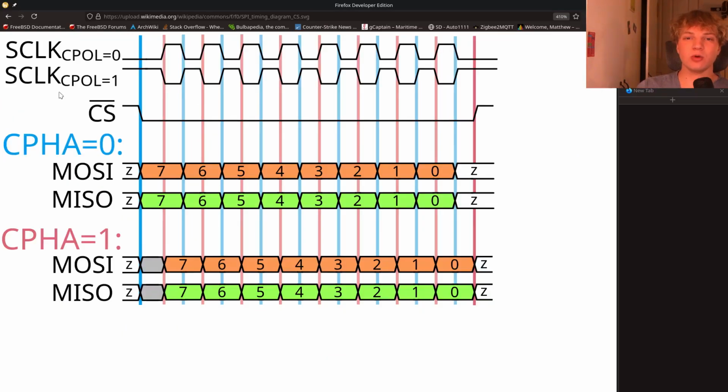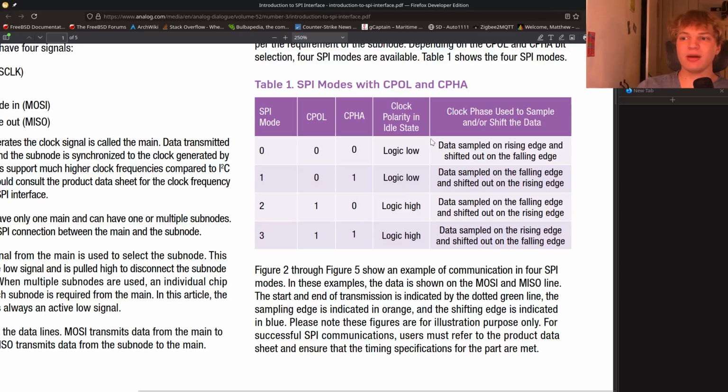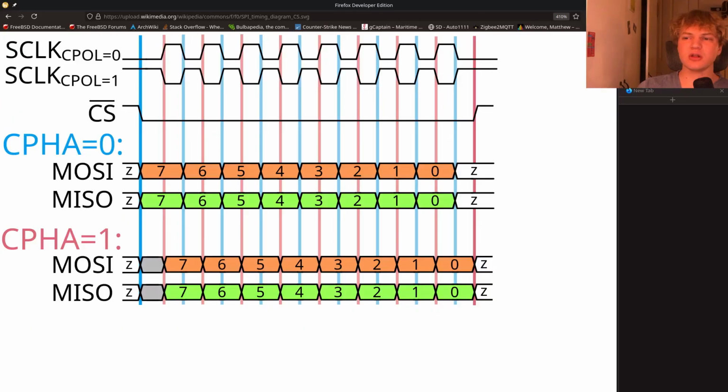So we'll go through the table and we'll try and map this graphically, because you can look at this table and you're like, oh yeah, sure, I kind of get it. But if you actually look and line it up with the timing diagram, it makes a lot more sense. So let's shift to clock polarity 1.